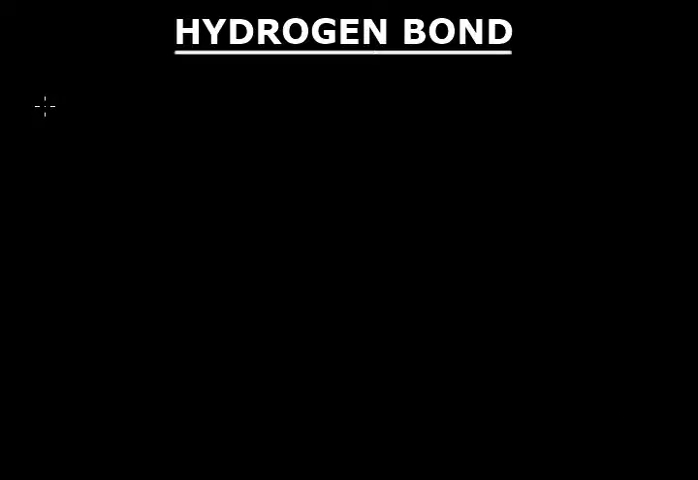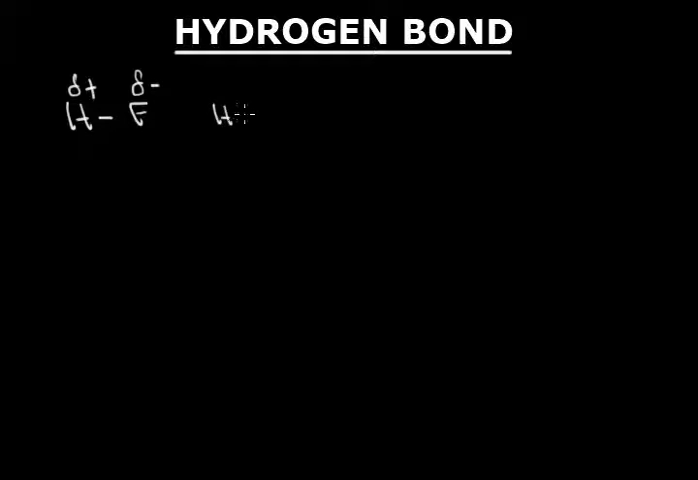Hello friends, now we will discuss hydrogen bond, which is a very important concept of chemical bonding. Let us consider a polar molecule which contains hydrogen, say HF. A single covalent bond is present between hydrogen and fluorine. Now fluorine is highly electronegative, so a partial negative charge is developed over fluorine and a partial positive charge is developed over hydrogen.